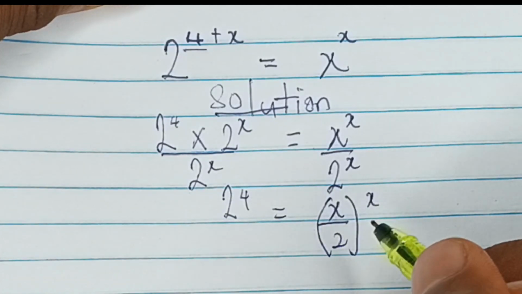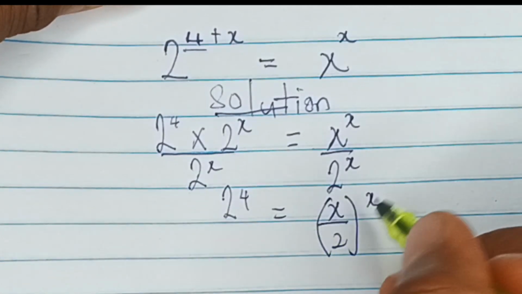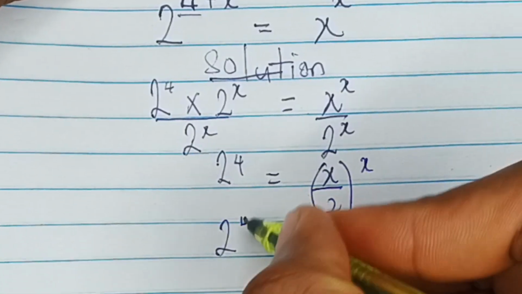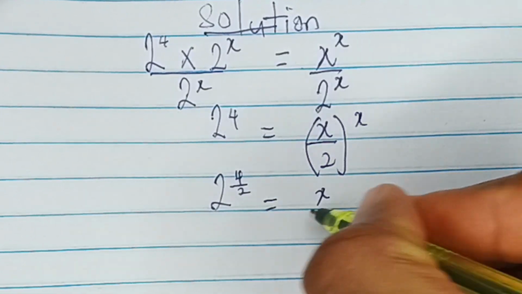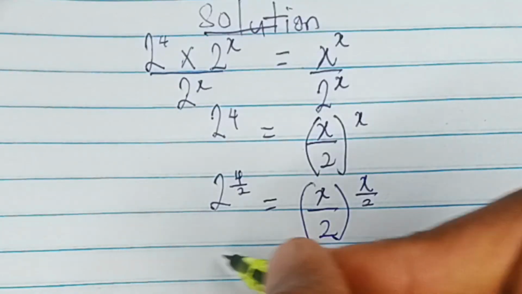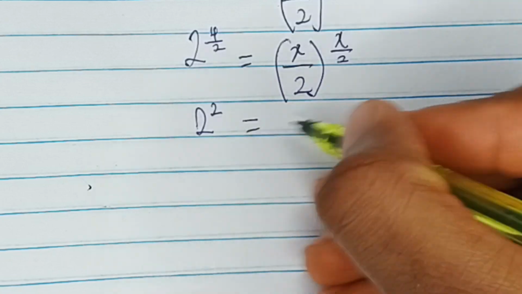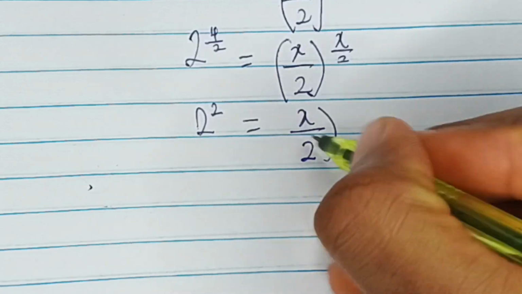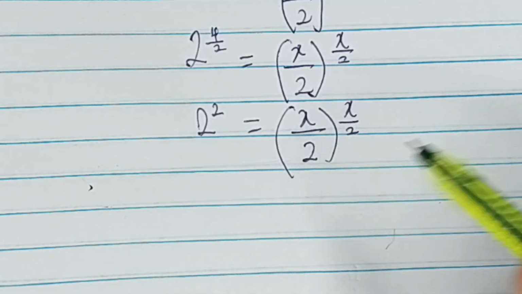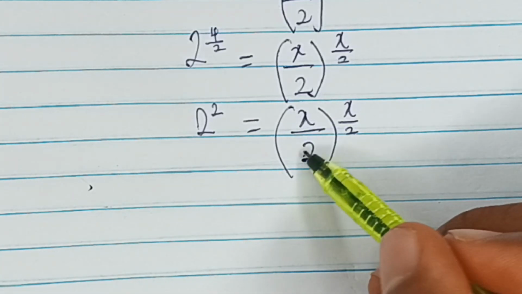Now let me do something else here. Let me divide both powers by 2. So I'm going to have 2 raised to power 4 over 2 is equal to x over 2 all raised to power x over 2. Therefore this gives me 2 raised to power 2 is equal to x over 2 all raised to power x over 2.